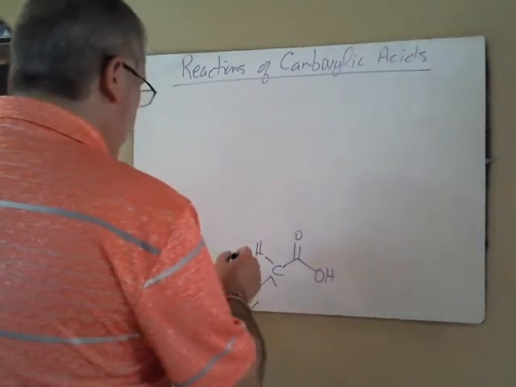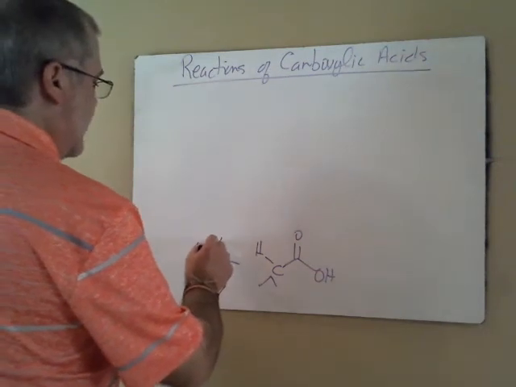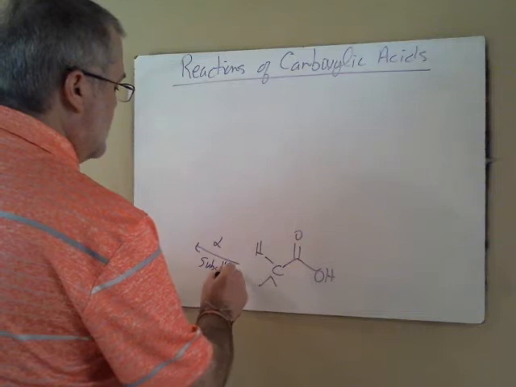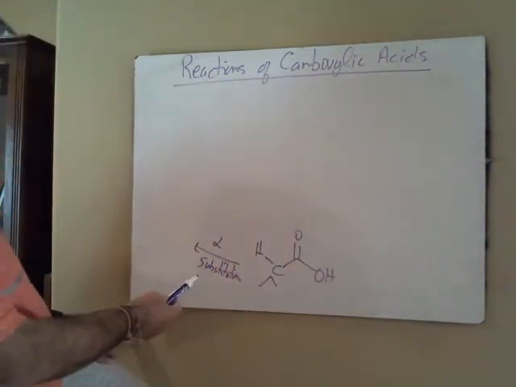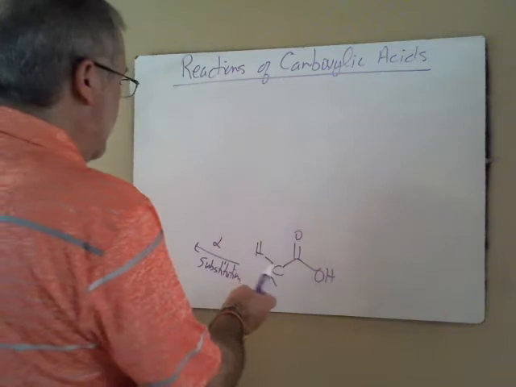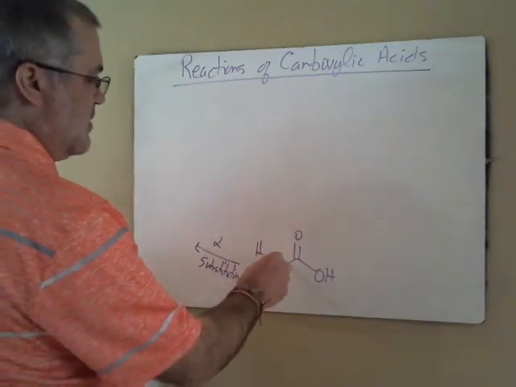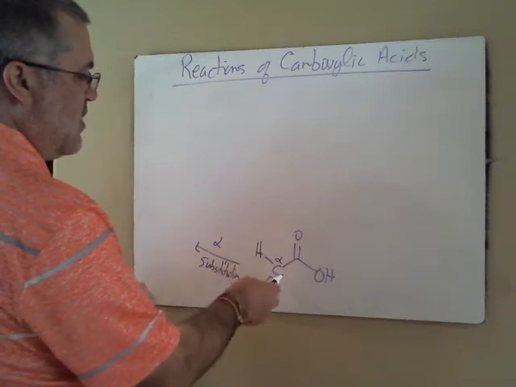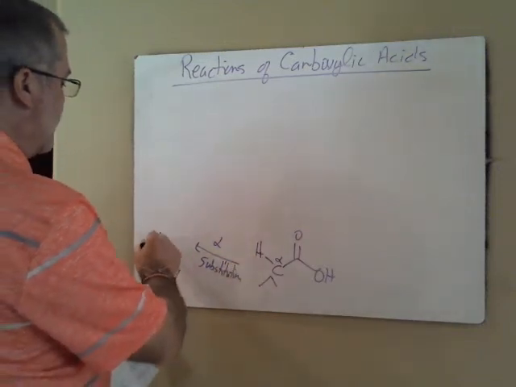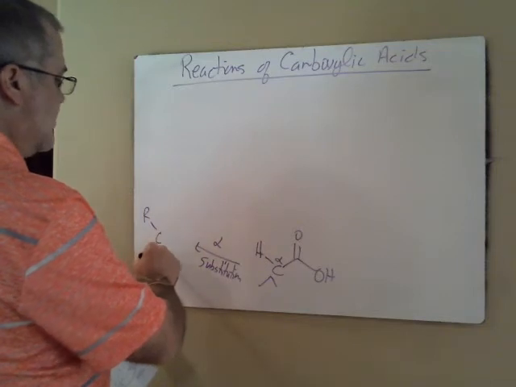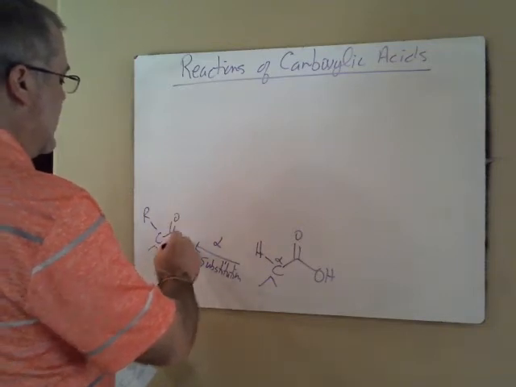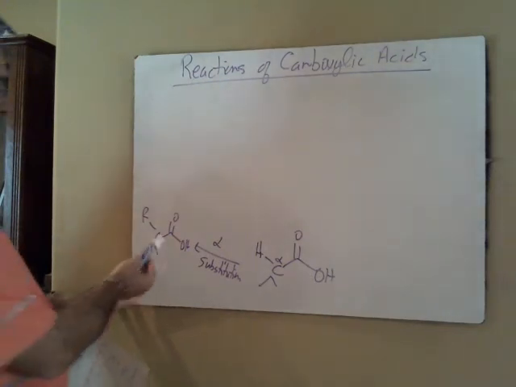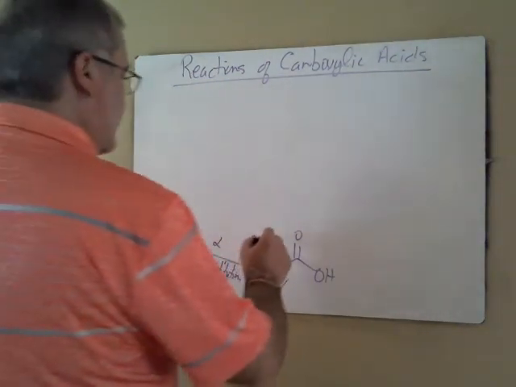The first is an alpha substitution. And we'll see if we actually get to this reaction. It depends. But remember, we talked about the fact that the carbon that's once removed from the carbonyl is called the alpha carbon. So if you're doing an alpha substitution reaction, that means that you're substituting a nucleophile, not at the carbonyl, but at the alpha position. Okay, so that's one reaction that carboxylic acids will undergo.